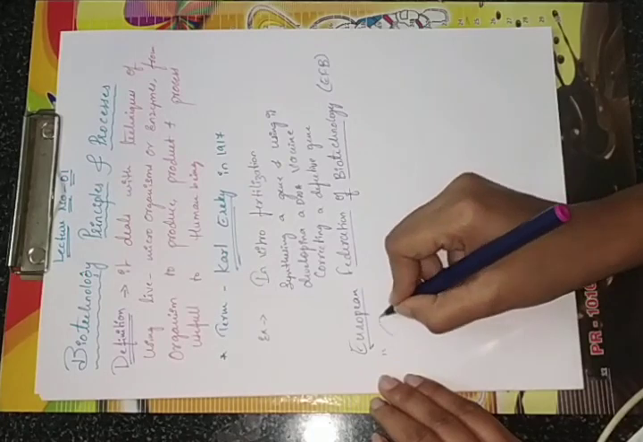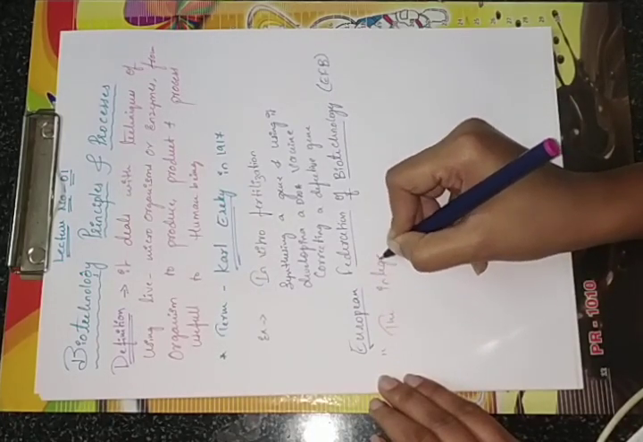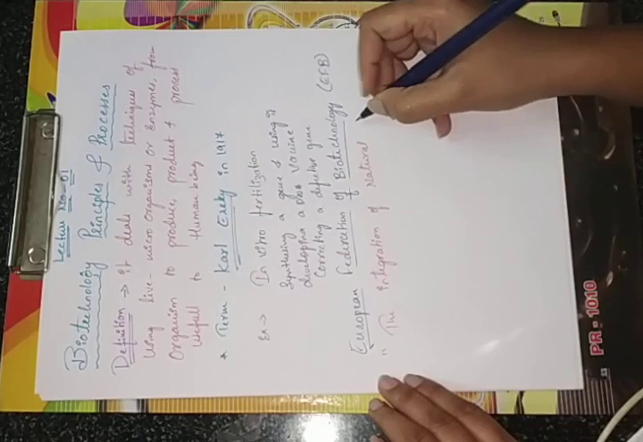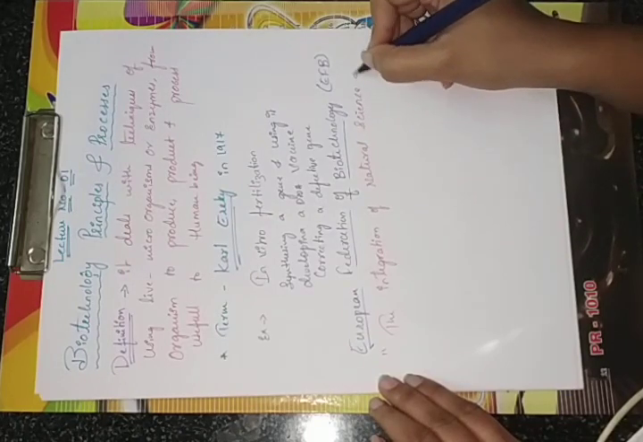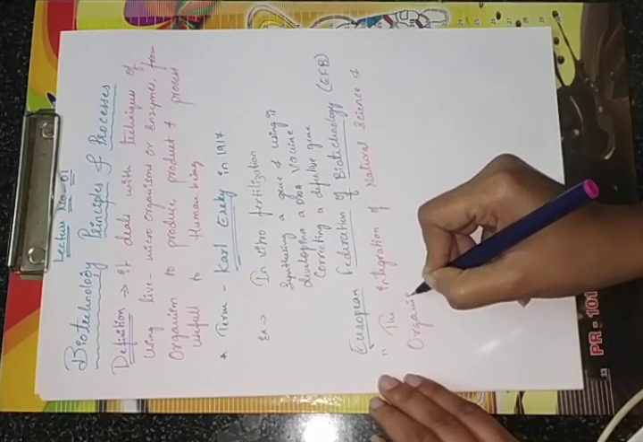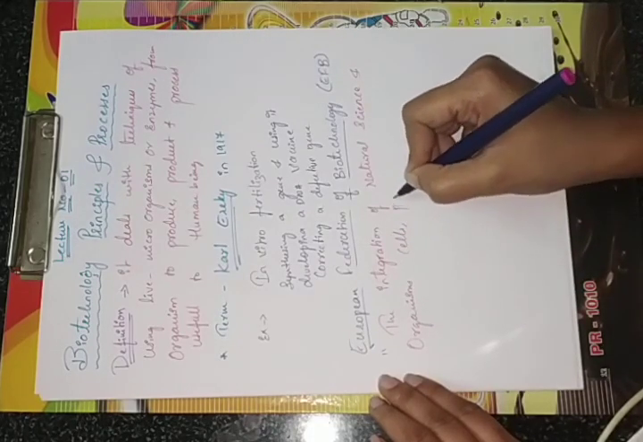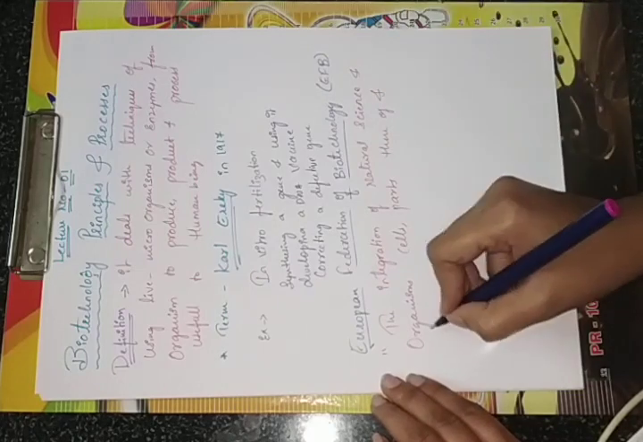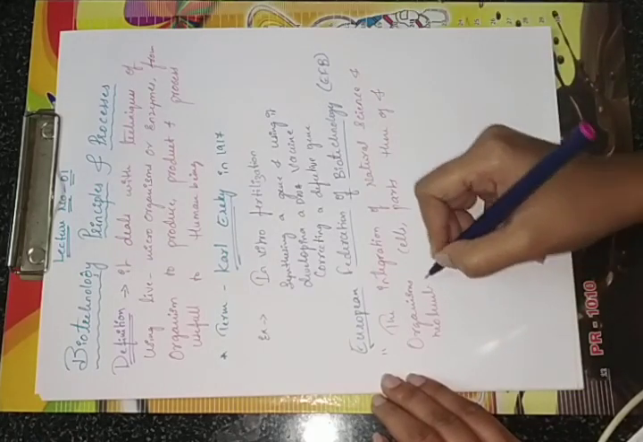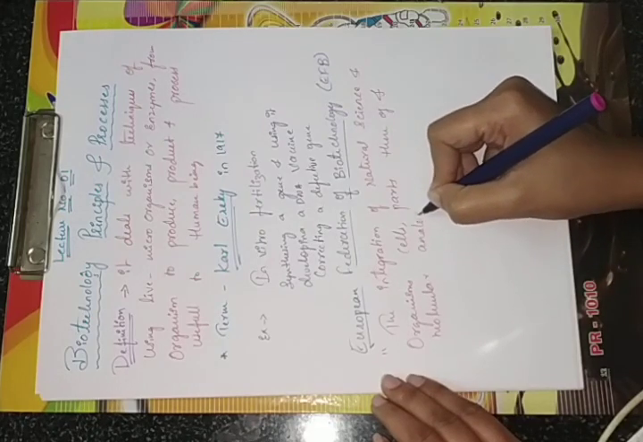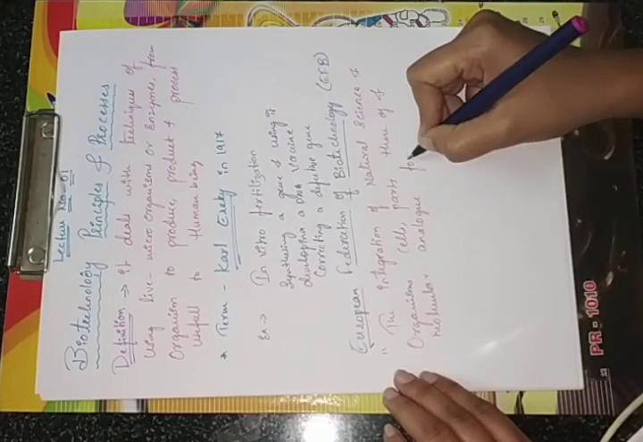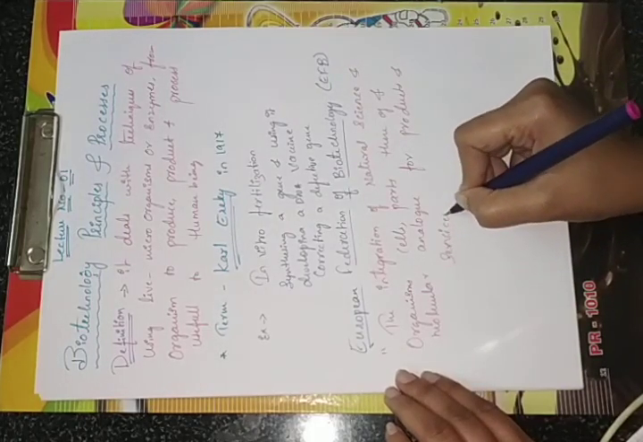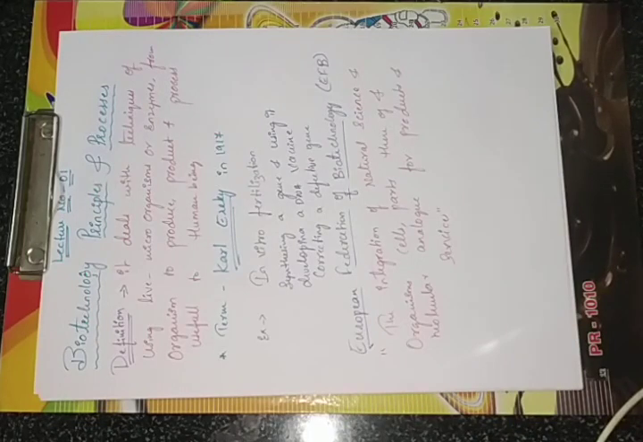What they said: the integration of natural science and organisms, cells, parts thereof, and molecular analogues for products and services. This is what the EFB is giving.